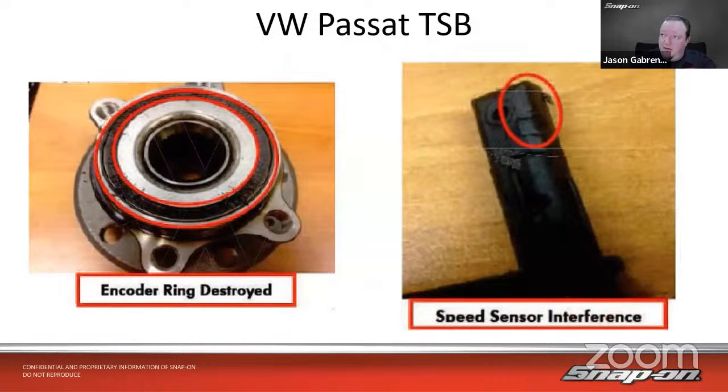Another one that's a bulletin. This is from Volkswagen Passat. And apparently those have a left and right on some of the speed sensors. So if I put the left one in the right side and the right one in the left side, then we can have a problem there. You can see where it's kind of worn off there, and how it's destroyed the encoder ring on the inside. Whatever was protecting it is all worn. So be aware of where things need to go.